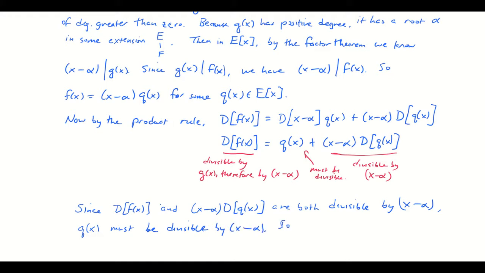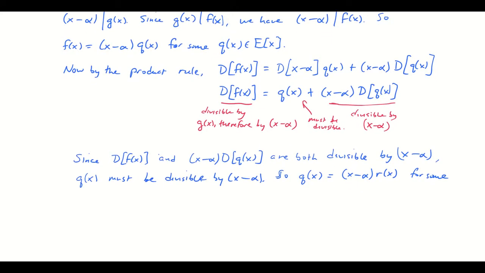So q of x is equal to x minus alpha times some other polynomial. Let's call that r of x, for some r of x still belonging to E adjoin x. We have to do all this work over E. Okay, but then what do we know?